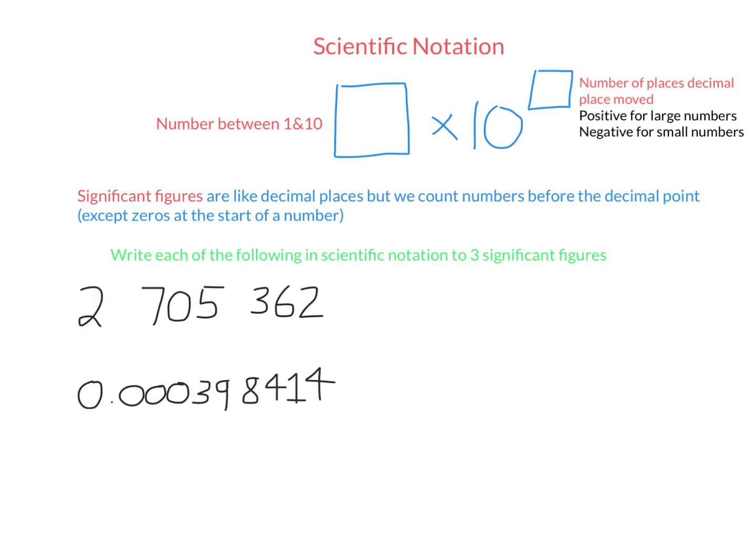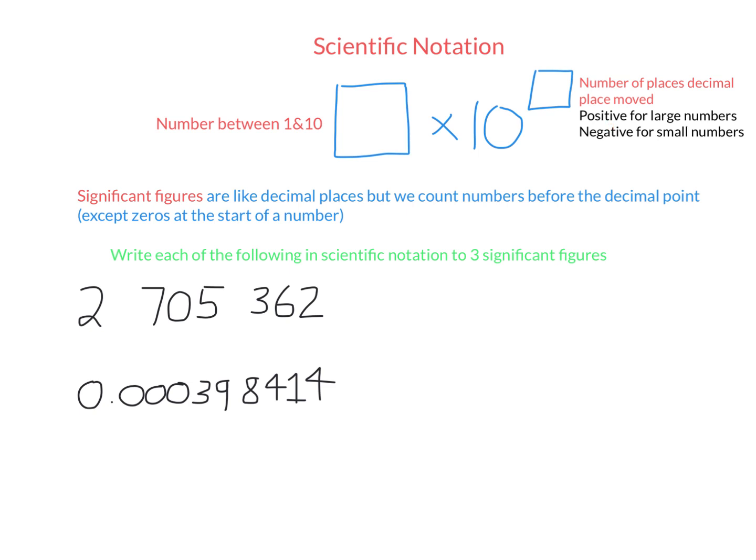So scientific notation is how we write really large or really small numbers in a convenient way. We always write it as something times 10 to the power of something. The number that goes in this box is always a number between 1 and 10, and the number that goes in this box is always an integer, a whole number that can be positive or negative.